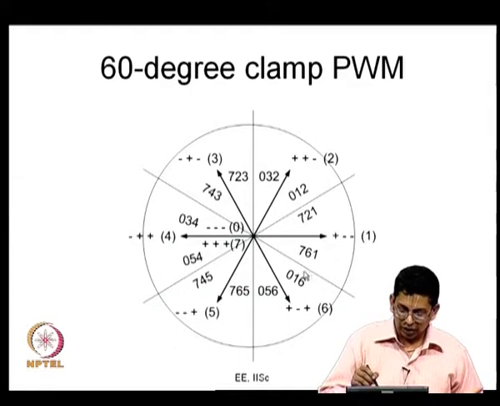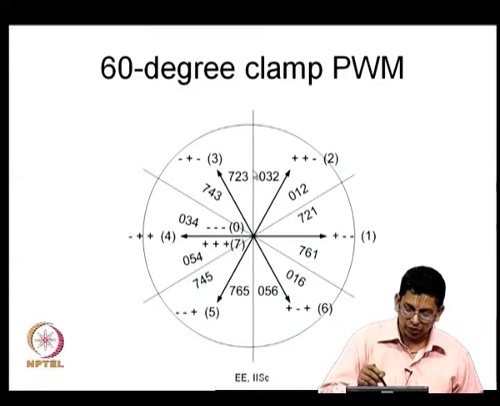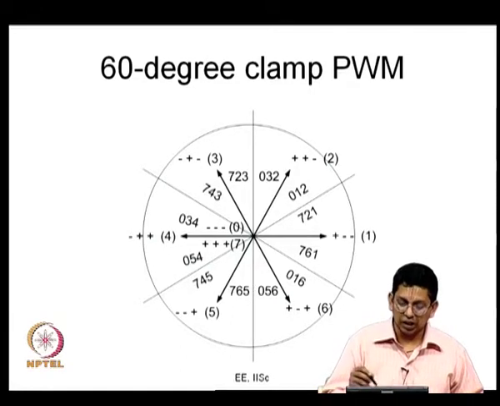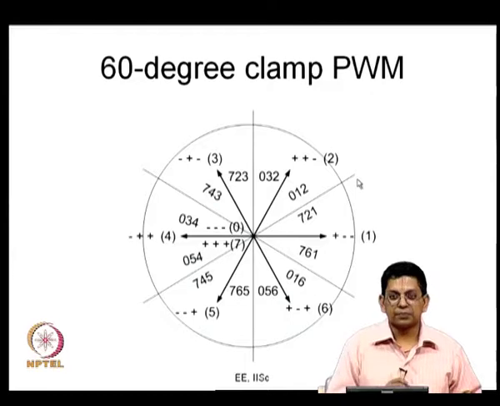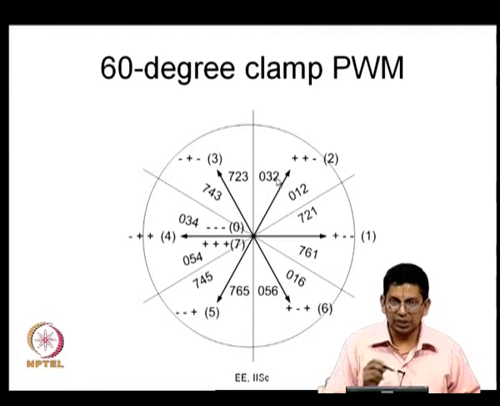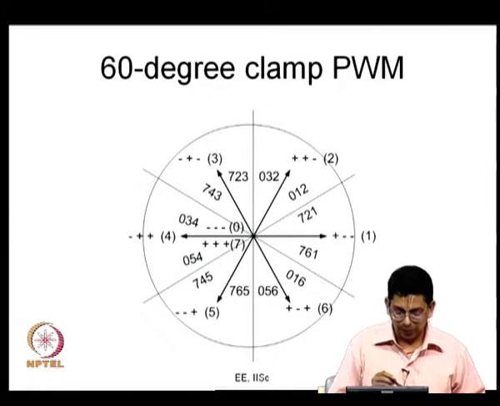So, you can see that I go on like this, 0 state 7 is used here, 0 state 0 is used here, 7 is used for 60 degree, 0 is used for 60 degree. So, I am changing once in every sector. Where I am changing? I am changing at the middle. I am changing from 7 to 0 in sector 1, I am changing at the middle. If I do this, what will happen? Let us just see.